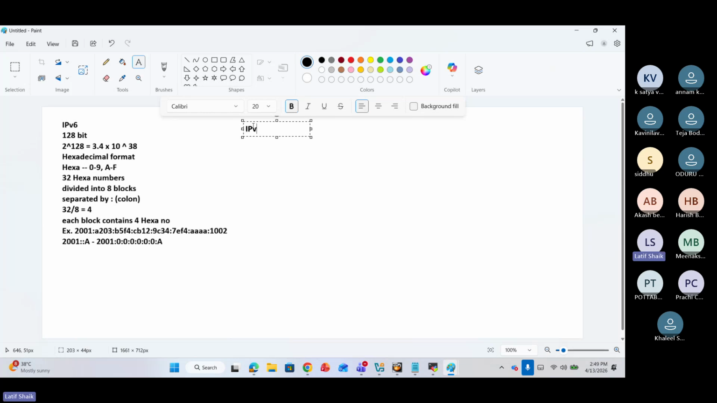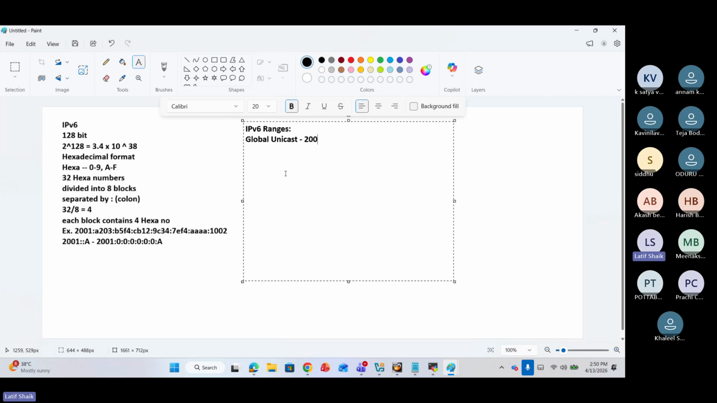So there are IPv6 ranges, a classification of ranges for different purposes. One is for public communication. If you want to communicate publicly, to access google.com, facebook.com, youtube.com, you need a public IP. That is called a global unicast address.